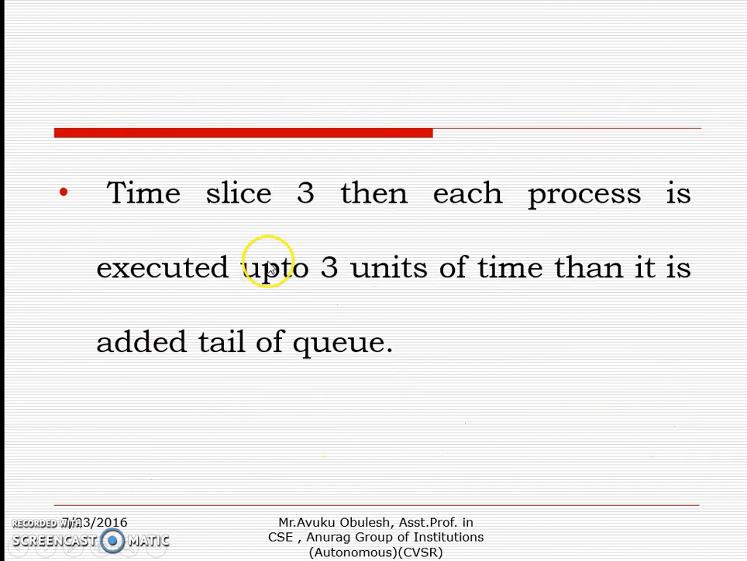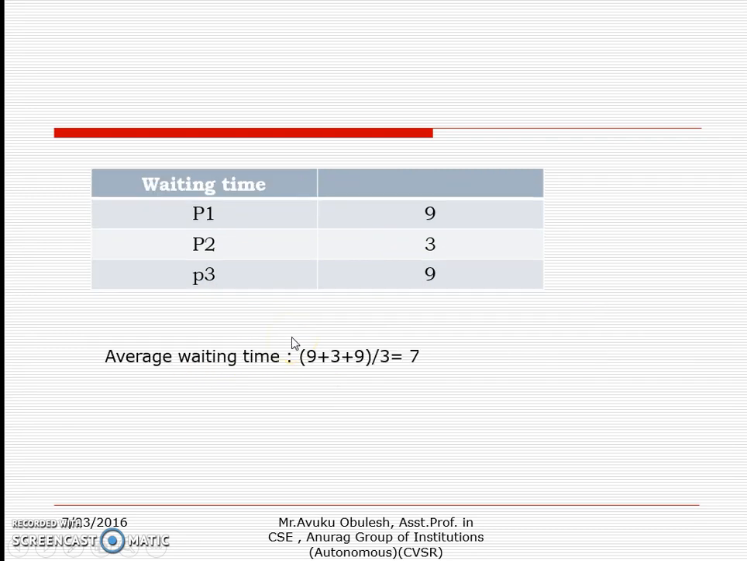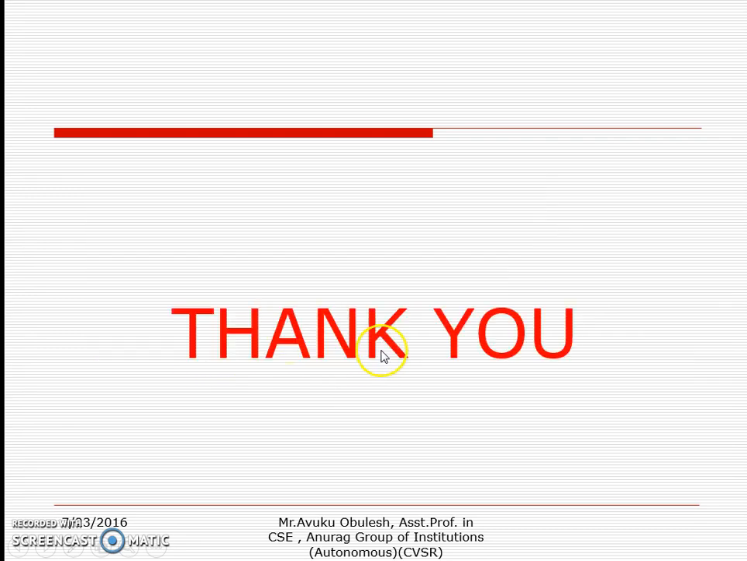This is a scenario. If the time slice is 3, then each process is executed up to 3 units of time. Then it is added to the tail of the queue. This is the scenario I mentioned. P1 is 9, P2 is 3, P3 is 6. Now each and every process will be executed up to 3 units of time. These are the waiting times.